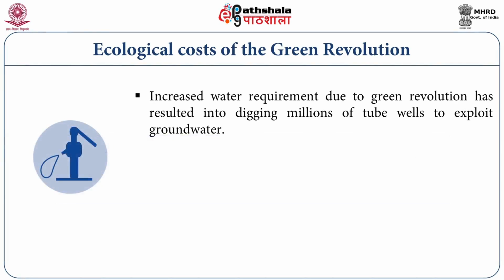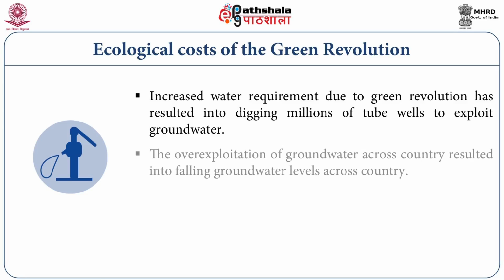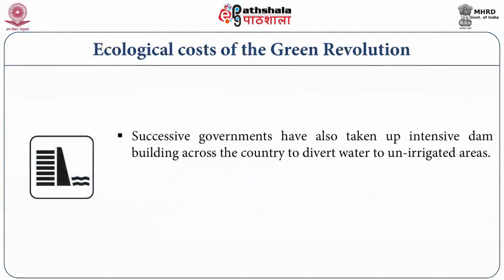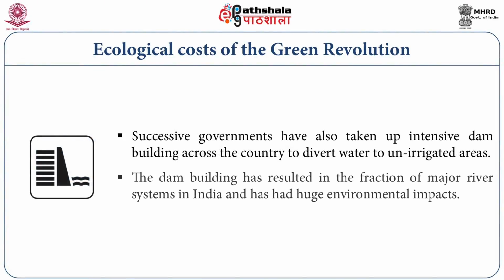Increased water requirements due to the Green Revolution have resulted in digging millions of tube wells and bore wells to exploit groundwater. The overexploitation of groundwater across the country resulted in falling groundwater levels. This has resulted in deeper and deeper wells to fetch water from the ground, which has multiple environmental implications. Successive governments have also taken up intensive dam building across the country to divert water to unirrigated areas. The dam building has resulted in the fragmentation of major river systems in India and has had huge environmental impacts.